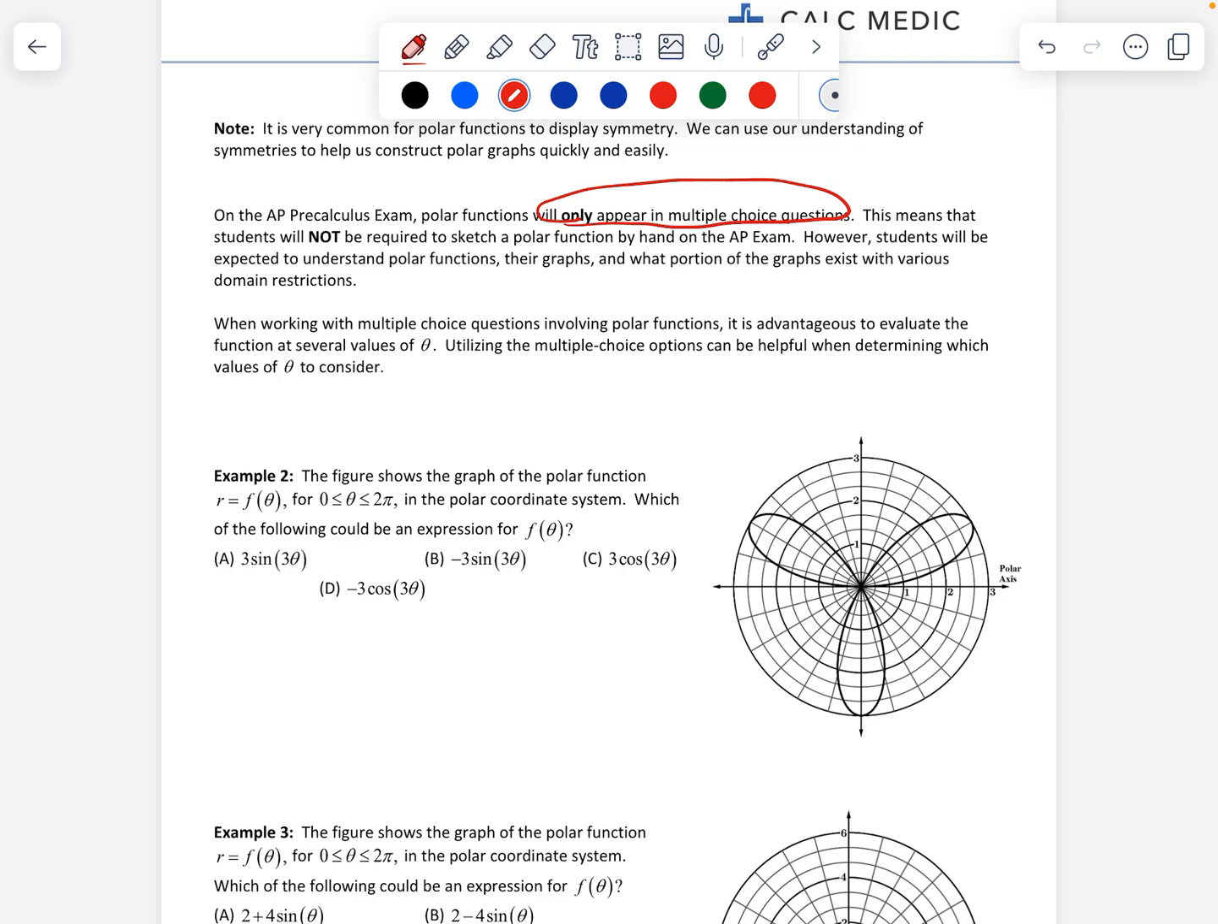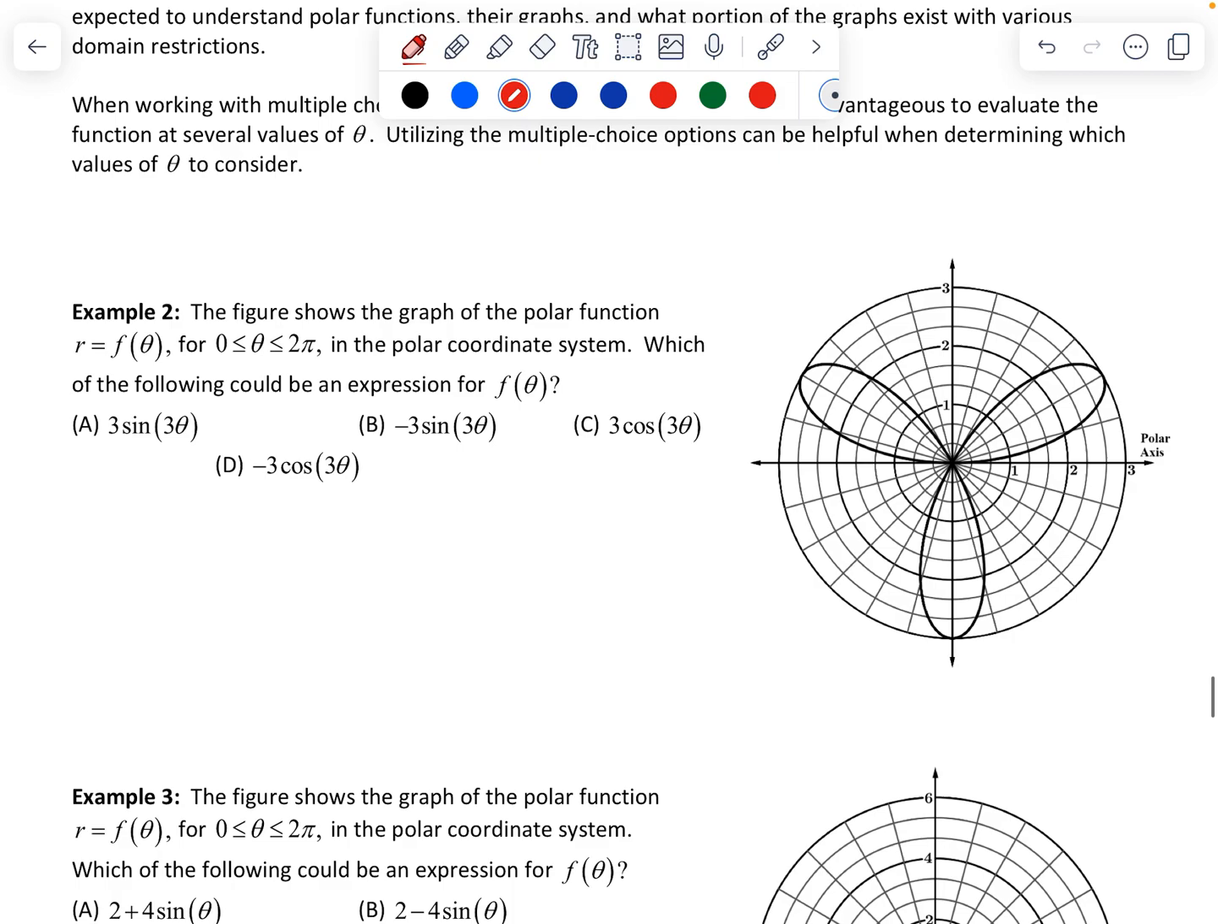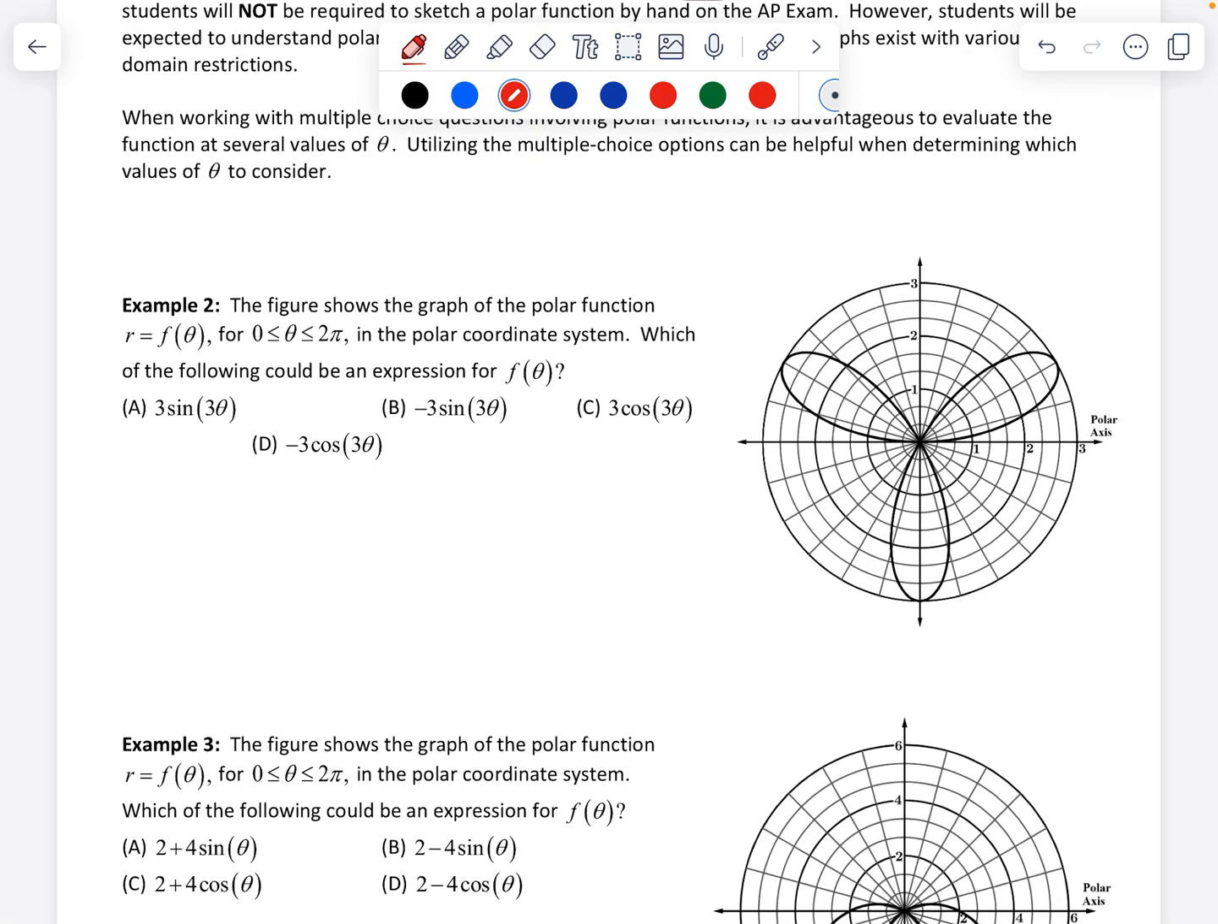But we want to talk a little bit about doing these multiple choice ones. If you can just find a value, you can answer some of these. So, for example, in this figure here, which of the following could be an expression? So you might remember that this is a rose, but if you don't, let's start with an easy coordinate. What would, let's see, f of 0. So we know from our graph, f of 0 has to equal 0, okay? So let's plug in 0 for our thetas.